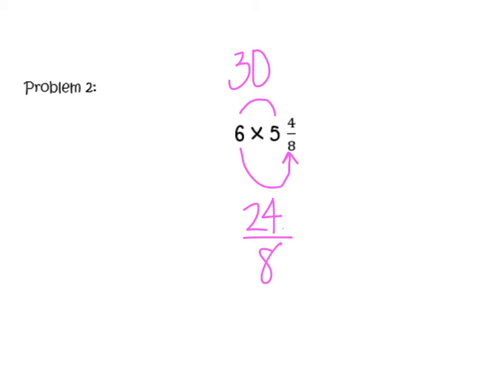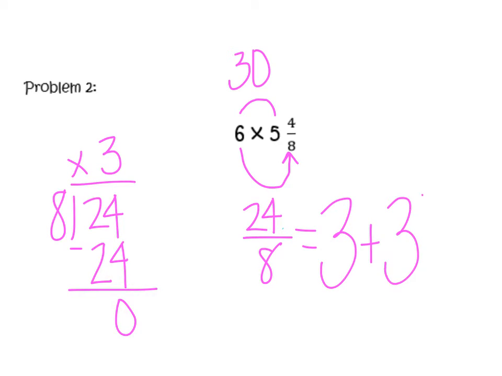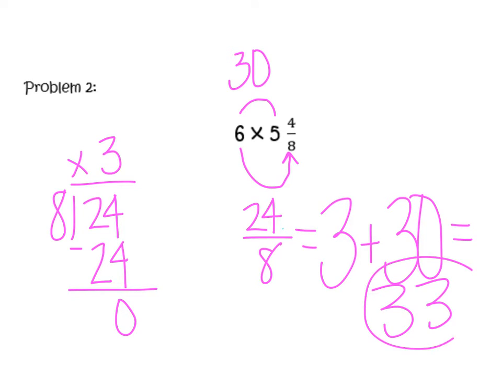Now I need to change the improper fraction into a mixed number by dividing. Then add the whole numbers, but keep the fraction. Pause the video and replay when you are ready. I know that 24 divided by 8 is a basic fact, which is going to give me 3. So that means I have 3 plus 30, which equals 33.